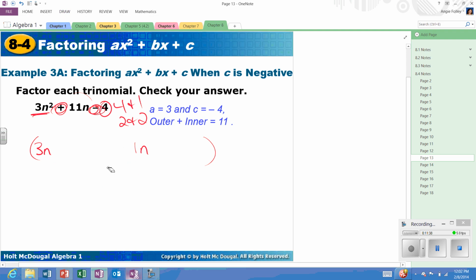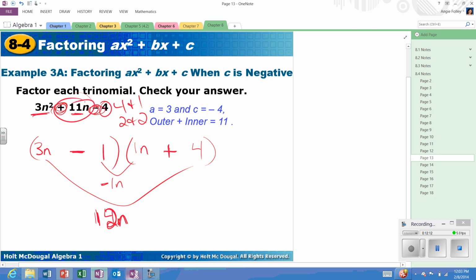Let's try. Let me draw this back in. Let's try 4 here and 1 here. Okay, if I have 4 times 3, that's going to be 12, and 1 times 1 is going to be 1. How can I make 11 out of that? Well, I know that I need more of the positives, so I need the 12 to be positive, and I need the 1 to be negative, so that when I combine it, I'm going to get 12n and negative 1n. So negative 1n and positive 12n equal positive 11. So this is your factored trinomial.